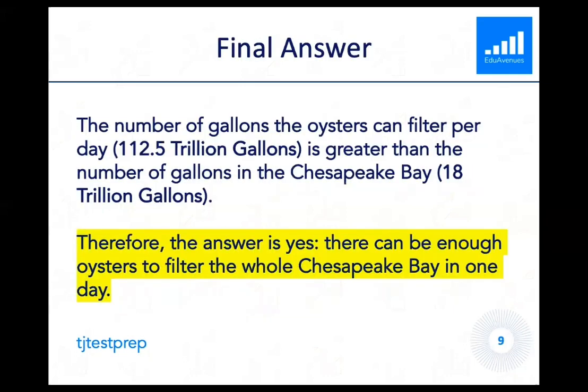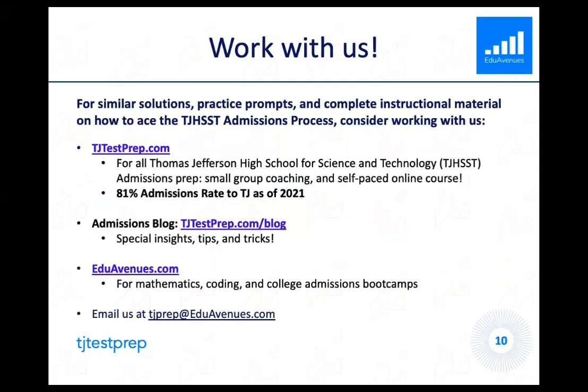So now we can clearly state our final answer. So the number of gallons the oysters can filter per day, which is 112.5 trillion gallons, is greater than the number of gallons in the Chesapeake Bay, which is 18 trillion gallons. Therefore, the answer is yes, there can be enough oysters to filter the whole Chesapeake Bay in one day. So that wraps up our video and solution to the 2019 TJ exam.